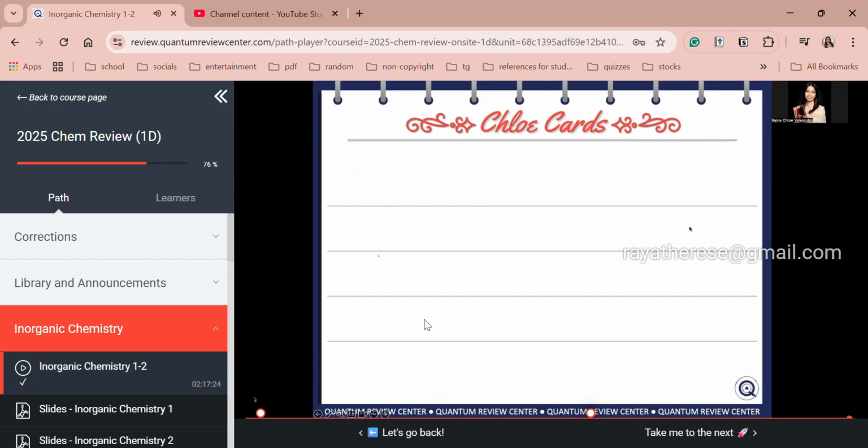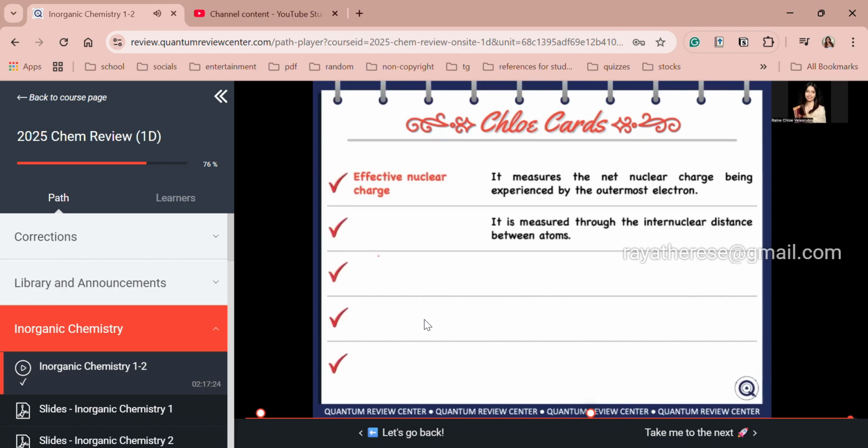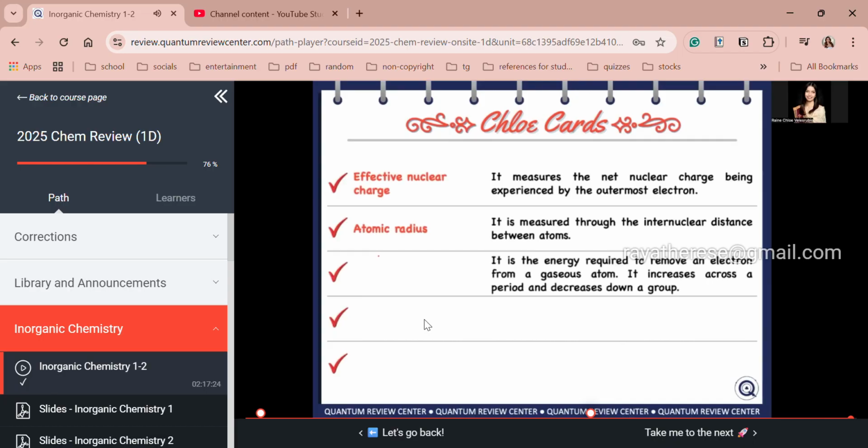Bagong pamasko. So let's answer. It measures the net nuclear charge being experienced by the outermost electron. Ano guys? Yes, it's the effective nuclear charge. Oh, sagot kayo with me ha? It is measured through the internuclear distance between atoms. Yes, it's atomic radius. It is the energy required to remove an electron from a gaseous atom. It increases across a period and decreases down a group. Ano yan guys? Tama, ionization energy.